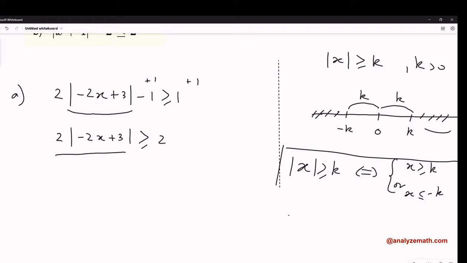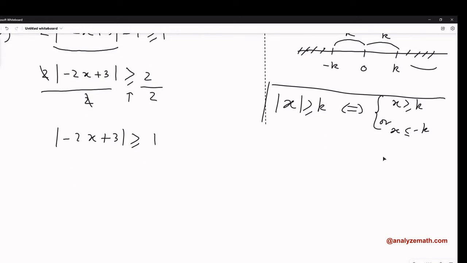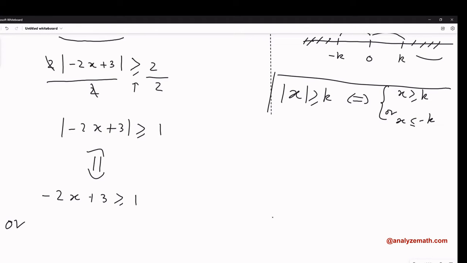Now we divide the two sides of the inequality by 2. Dividing by 2, which is a positive number, there is no need to change the symbol of inequality. So 2 and 2 gives me 1: absolute value of negative 2x plus 3 greater than or equal to 1. Now we use this idea to say that solving the inequality with the absolute value is equivalent to solving the two inequalities without absolute value. The only difference is that instead of having x, we have an expression.